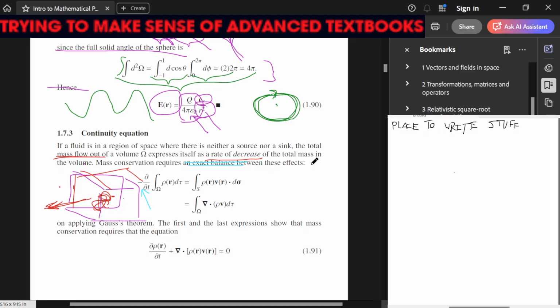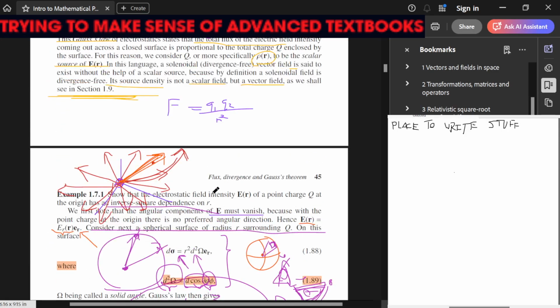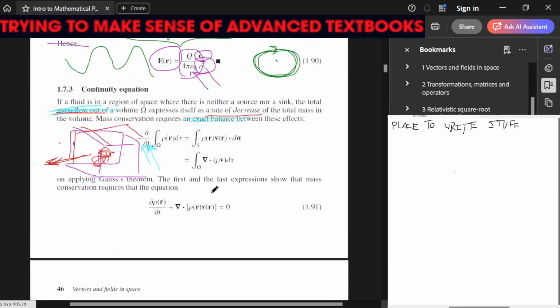Mass conservation requires examples of these fires. Rate of decrease. When you differentiate by time, that's what rate is all about, I guess. Mass flow out. And mass flow is just J of R, which is the density times velocity stuff we did earlier, times the area. Okay.